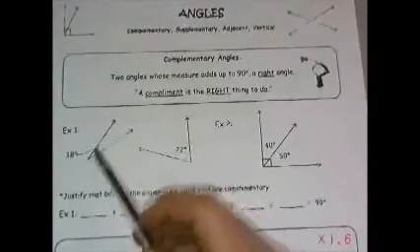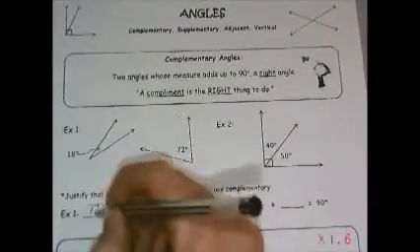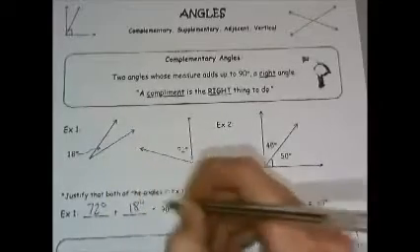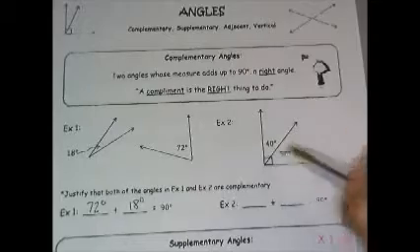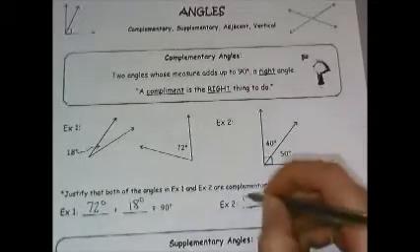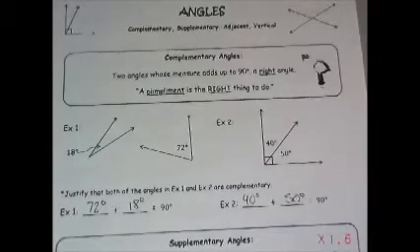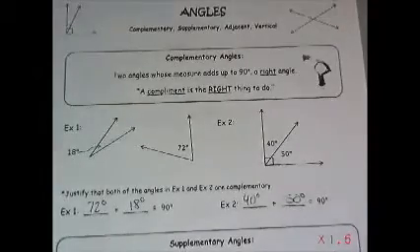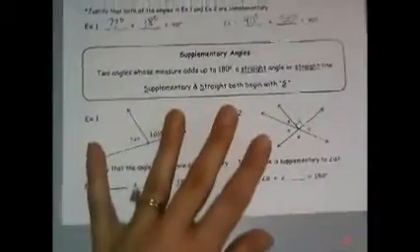Example 1, we have an angle here and an angle here. If I add 72 and 18 together, 72 degrees and 18 degrees equals 90 degrees, which is a right angle. Example 2, I have 40 degrees and 50 degrees, and when I add them together, I get 90 degrees, which is a right angle. So those are complementary angles. Okay, so go ahead and paste that in, and then let's go down to supplementary.